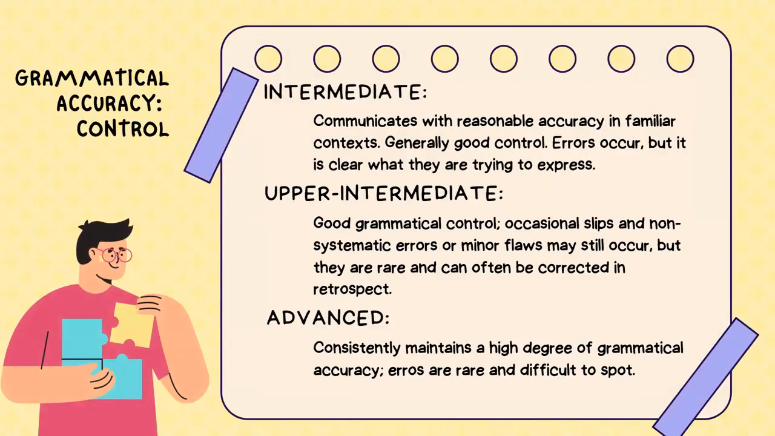Intermediate level students communicate with reasonable accuracy in familiar contexts. They have generally good control. Errors still occur, but it is clear what the student is trying to express. Upper intermediate level students have good grammatical control. They have occasional slips and non-systematic errors or minor flaws, and these errors are quite rare and can often be corrected in retrospect by the student themselves. Advanced level students consistently maintain a high degree of grammatical accuracy. Errors are quite rare and difficult to spot.